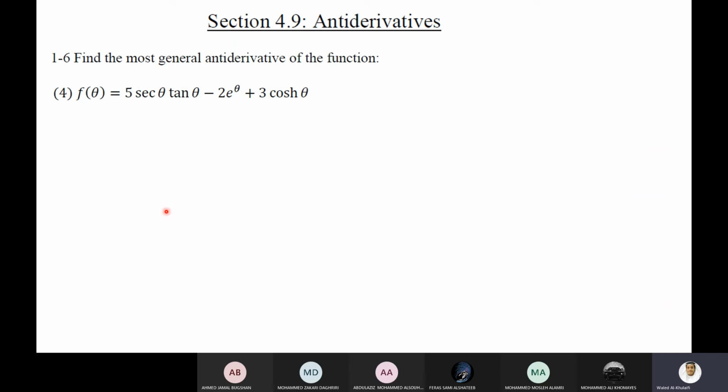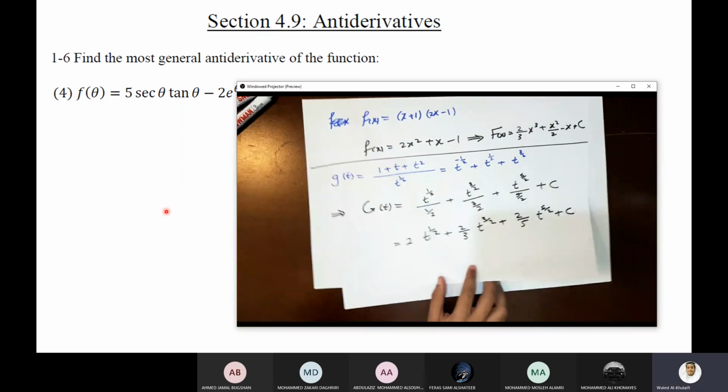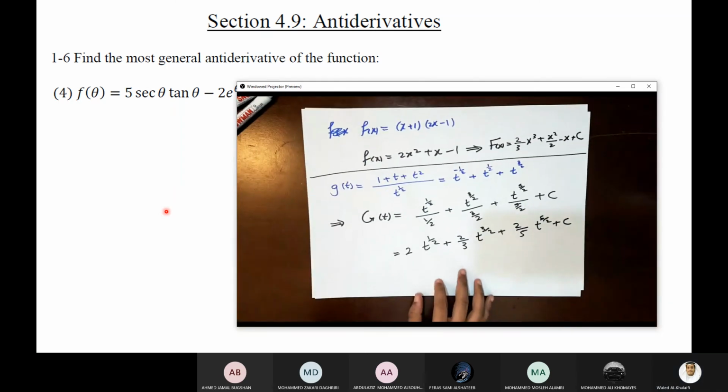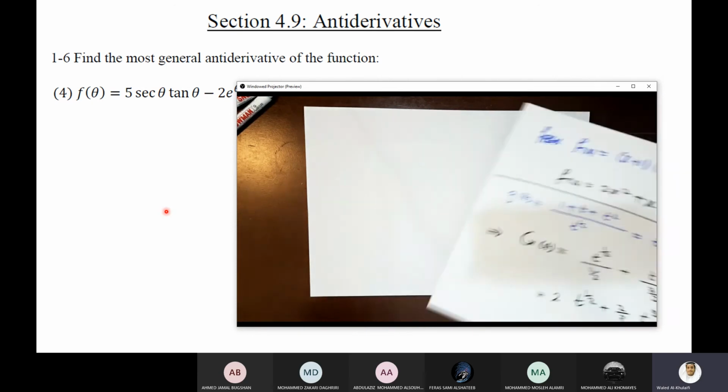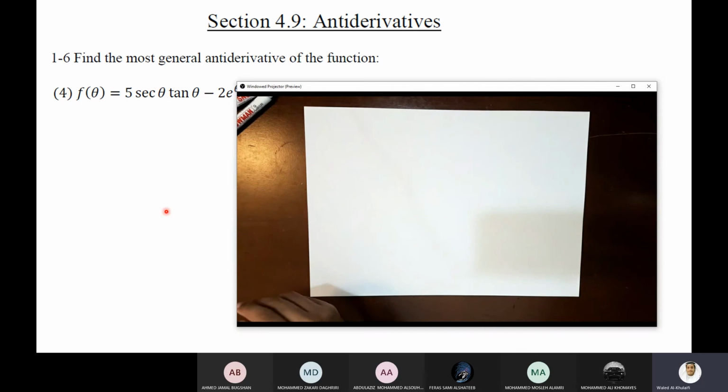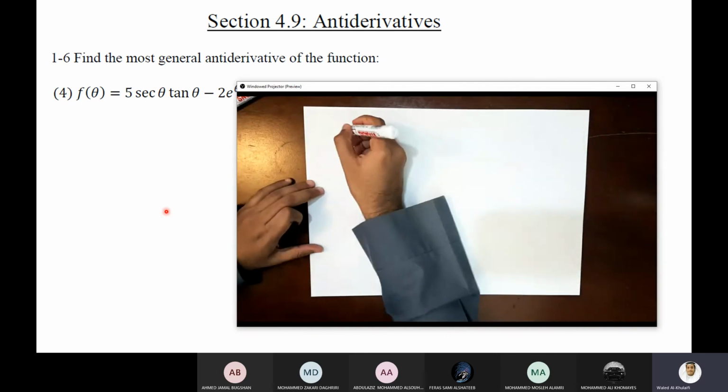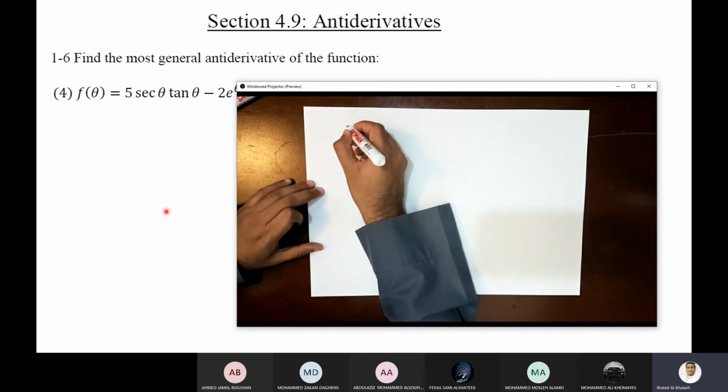Yes, Abdulaziz. There is something not very clear in the table at 4.9. Which function? It says the function is sine x, and the antiderivative is cosine x. What is the derivative of cosine x? Minus sine. So he told you that the antiderivative.